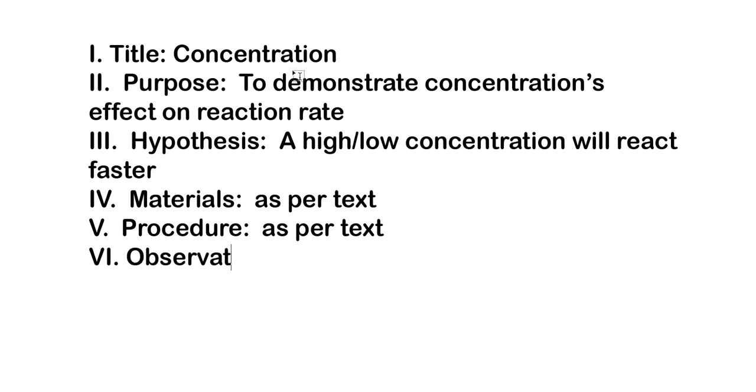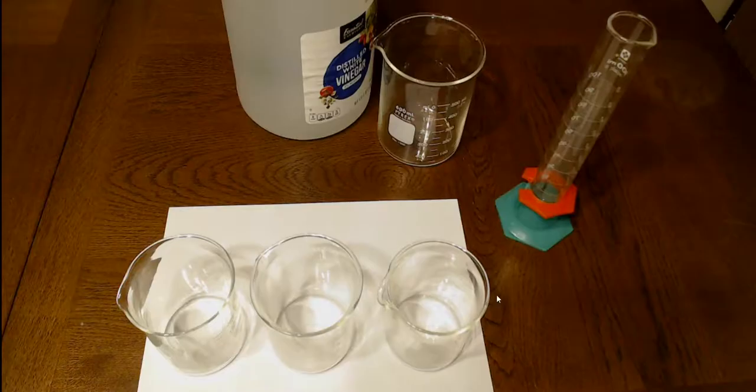Observations. This is where we record what happens, what we see. So what we're going to do in our lab is this. We've got 3 beakers. The first part of the lab says to put a cup, but we're going to do 200 milliliters of vinegar in the first one, 100 milliliters in the second one, and 50 milliliters in the third one. Okay, so let's go ahead and do that.